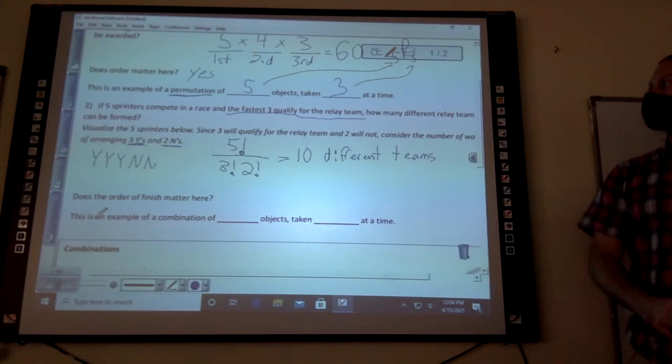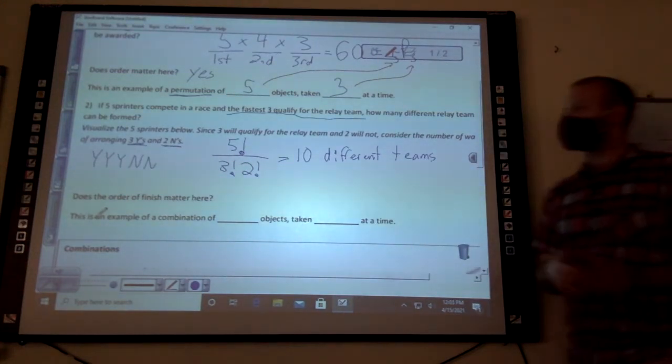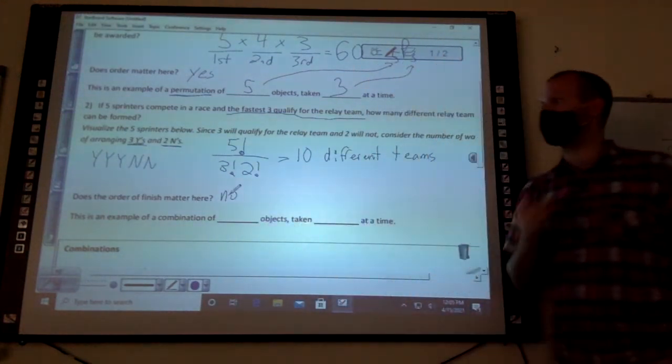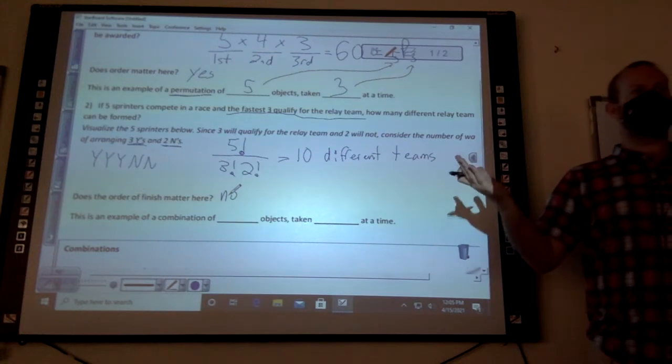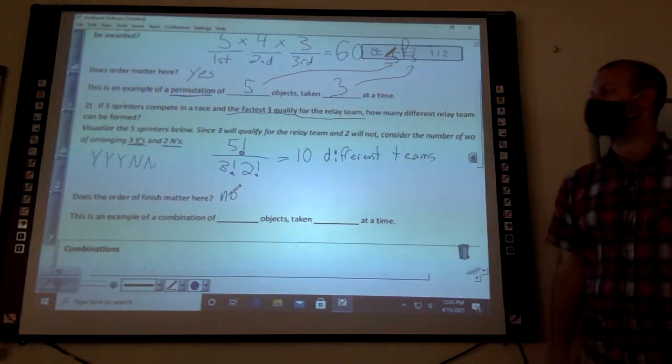If you're first, you're on the team. If you're third, you're on the team. So in this case, the order doesn't matter in terms of how you're selected. Obviously, if you're fourth, it matters because you're not selected. But in terms of who I pick, it doesn't matter.